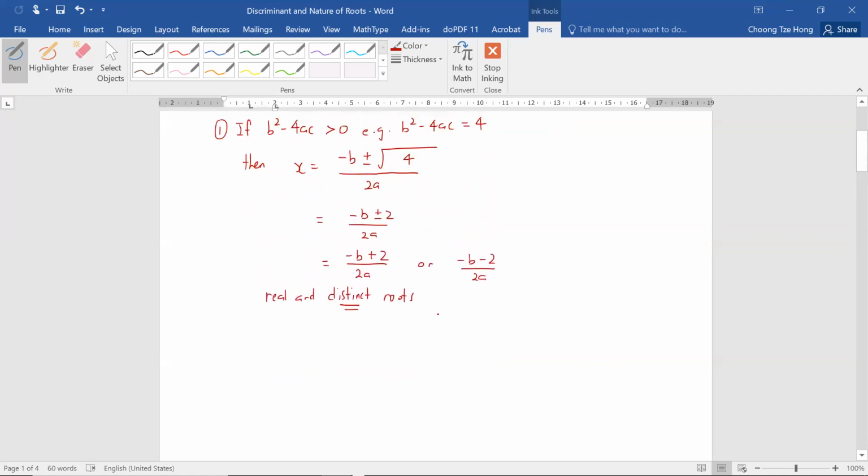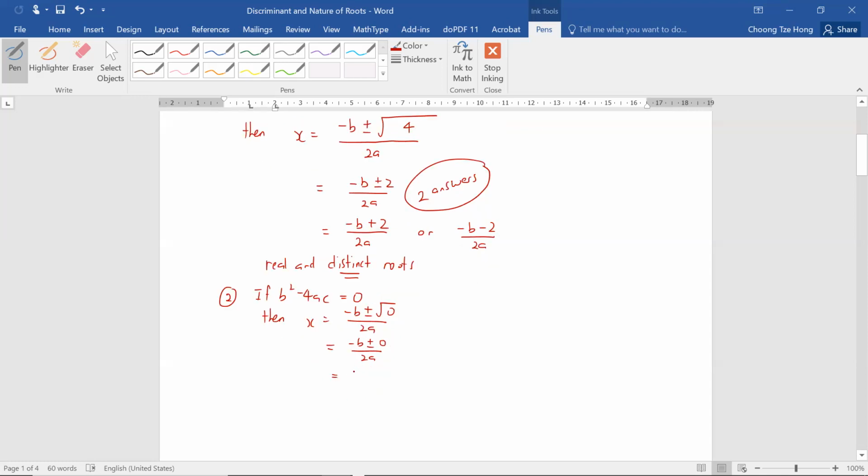So let's look at now the second case. Over here, just keep in mind you have two different answers. Second case: b squared minus 4ac is 0. If it's 0, then x will be minus b plus minus square root of 0 over 2a, right? The square root of 0 is 0, so you'll get minus b plus minus 0 over 2a.